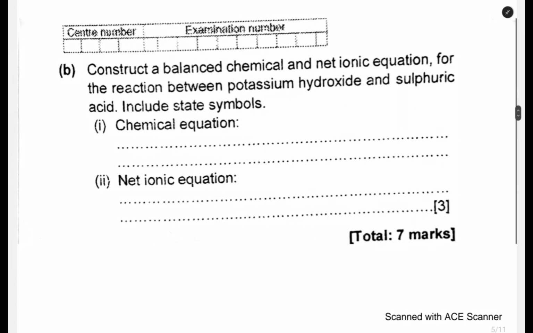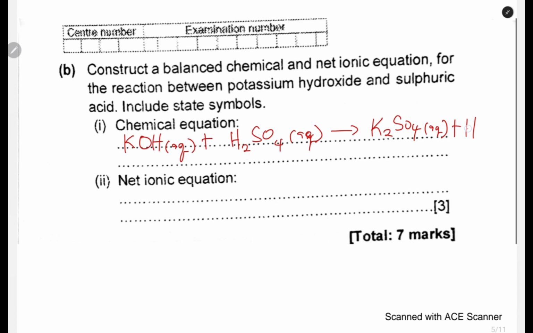Then B, construct a balanced chemical equation and net ionic equation for the reaction between potassium hydroxide and sulfuric acid. So let us start with a balanced chemical equation. Potassium hydroxide, which is aqueous, reacts with sulfuric acid, which is aqueous. Then this results in formation of potassium sulfate as a salt, which is aqueous, plus, since this is an acid and a base, water is formed, which is a liquid.